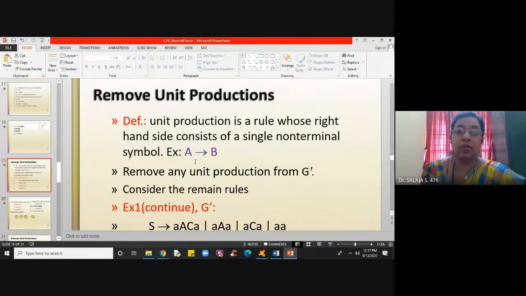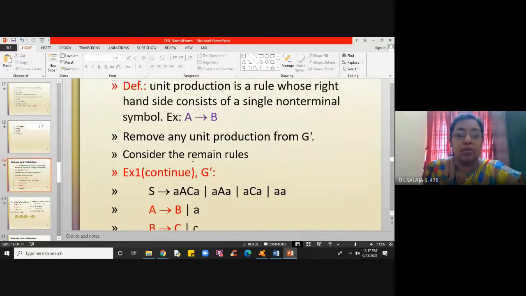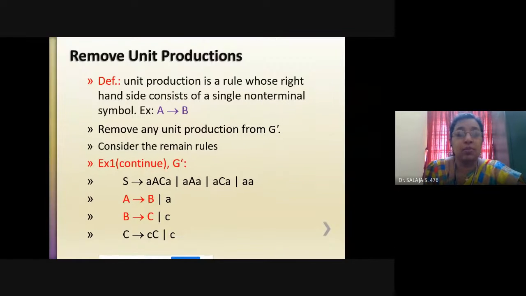We'll go ahead with unit production. Now, what is unit production? A variable has to produce another variable. That becomes a unit production. Fine. So we'll go ahead. What is unit production? A variable has to produce another variable. Now, here again you have one variable, but this is not a unit production. The alternative should have only one character, and that should be a variable.